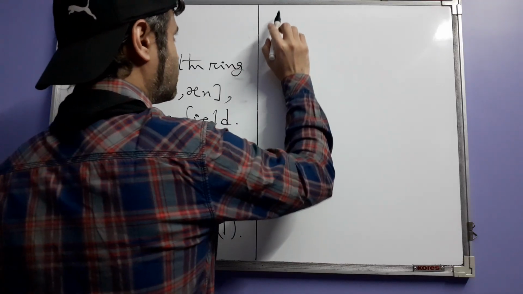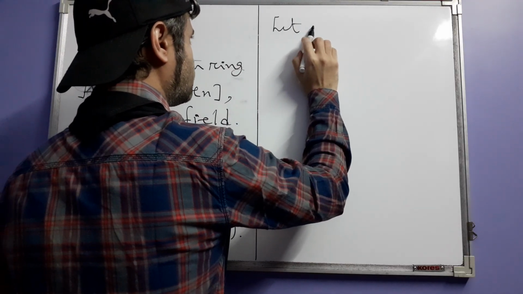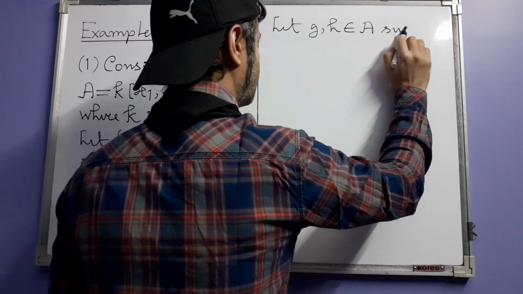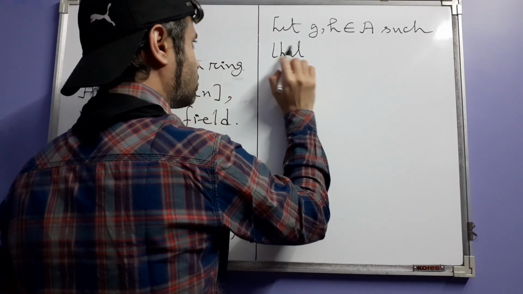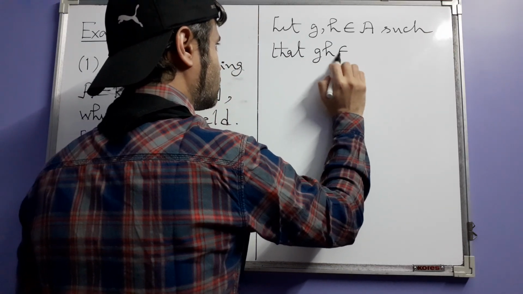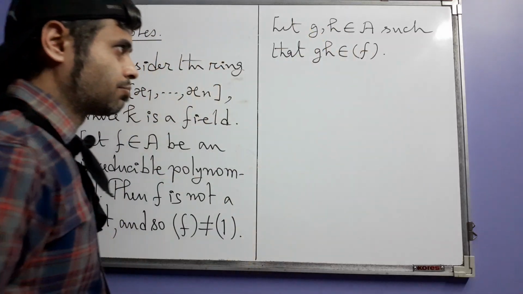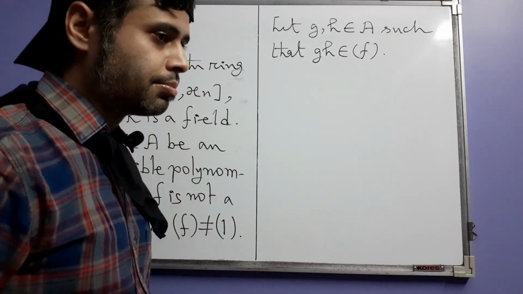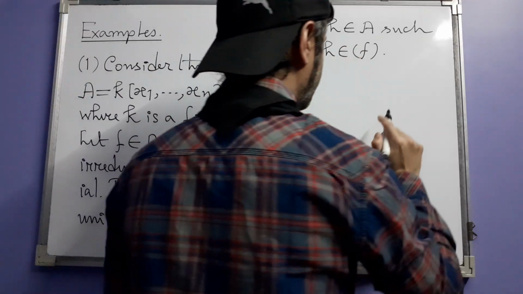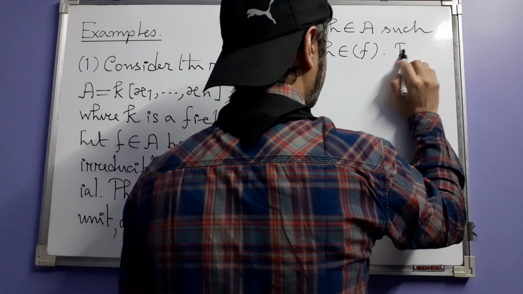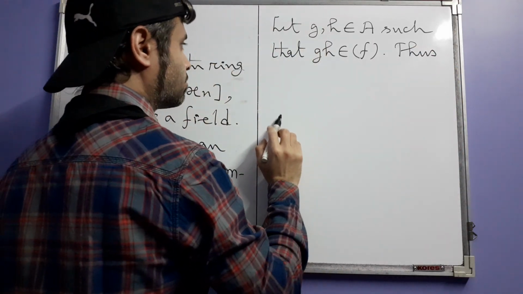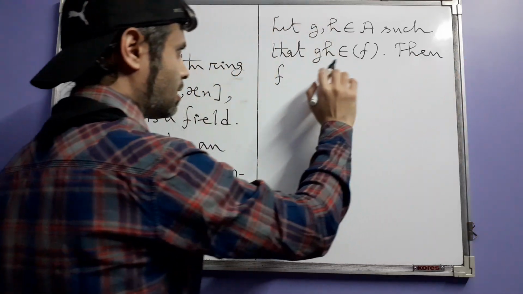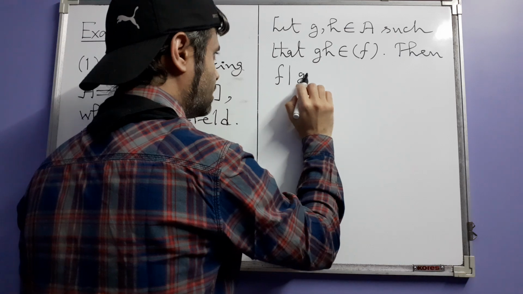So let's take two elements. Let G and H be two elements in A such that their product belongs to this ideal. What does it mean? It means that GH is a multiple of F by some ring element. As a result of this, F divides GH.